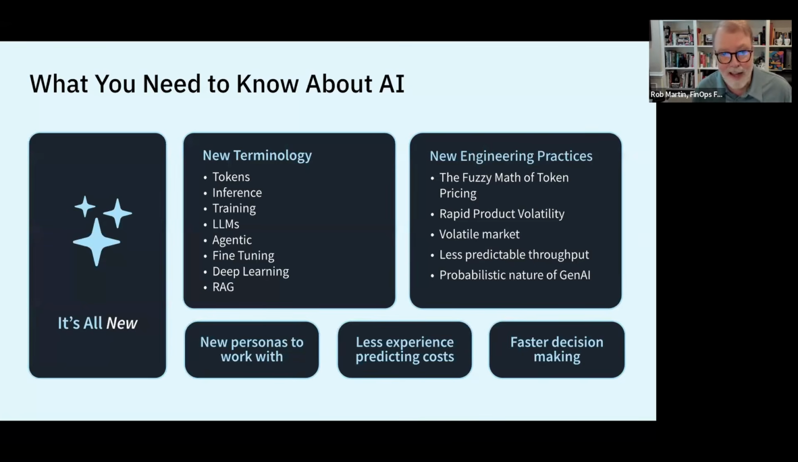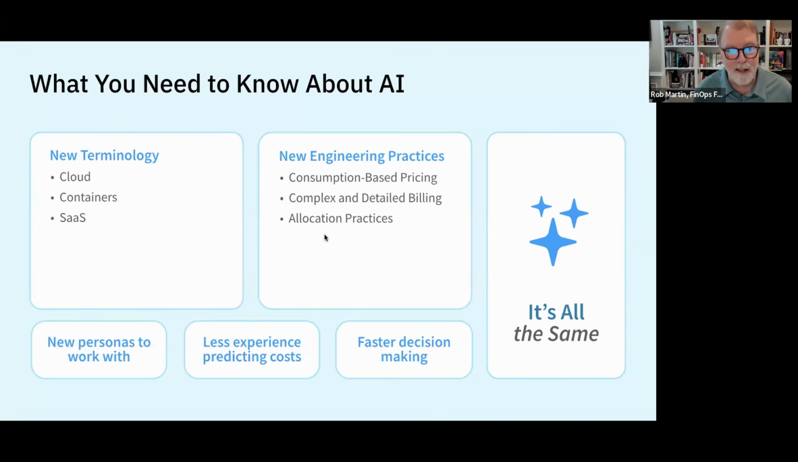But on the flip side, all of this AI stuff feels calmingly familiar in some ways, right? We are used to including new terminology in our practice. We're used to adapting to new engineering practices in the cloud and in SaaS and all the other places where we manage cost in our businesses today. And working with new personas, predicting costs that are hard to predict, and faster decision making, those are the bread and butter of what FinOps practices do.